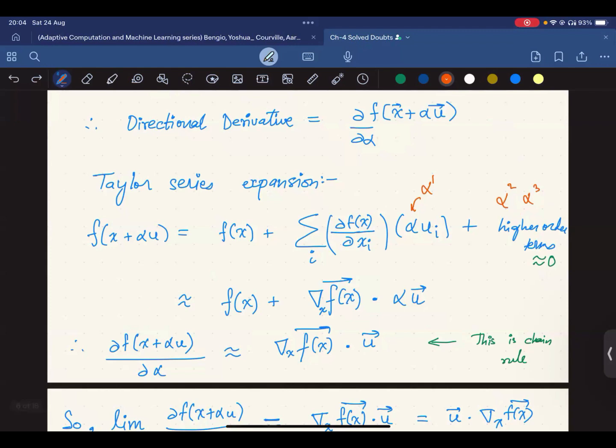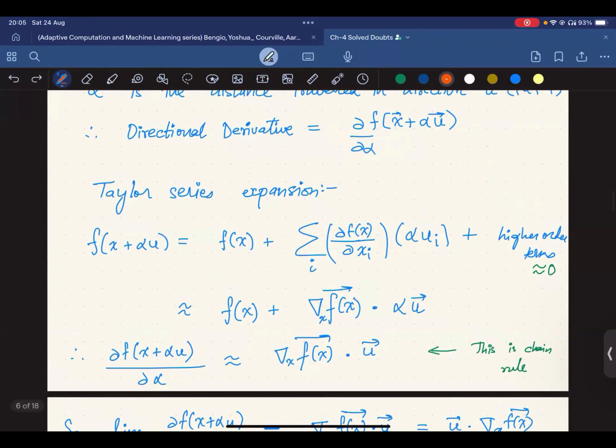This comes because alpha u is nothing but b of x plus alpha u with respect to d alpha. Am I correct or am I getting it wrong? No, sorry. Again. Okay, that would be just the definition, right? This is the definition of Taylor series.